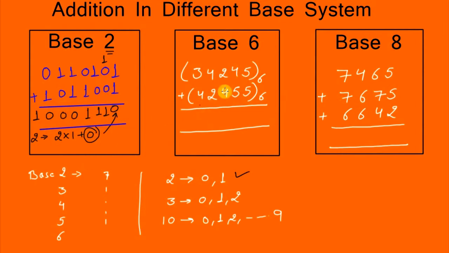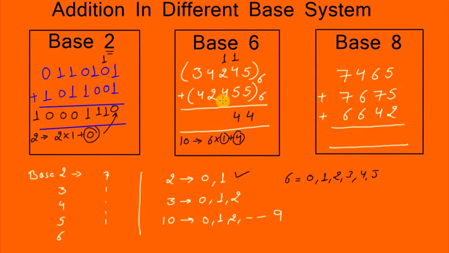Now look at base 6. 5 plus 5 is equal to 10, but you cannot write 10 in base 6. If you have base 6, the digits can be 0, 1, 2, 3, 4, 5. So I cannot write 10 directly. Same process: 6 into 1 plus 4 is equal to 10. So 4 I write here and 1 is my carry. That 1 goes here. Now 5 plus 4 plus 1 is 10 again. Again 4 will come here and 1 will be carry.